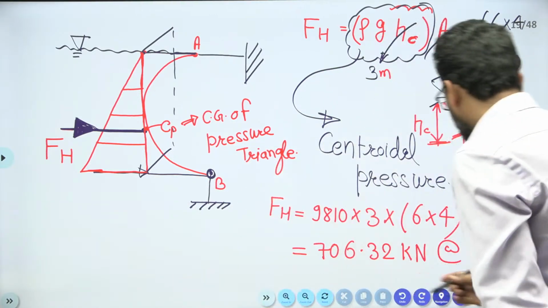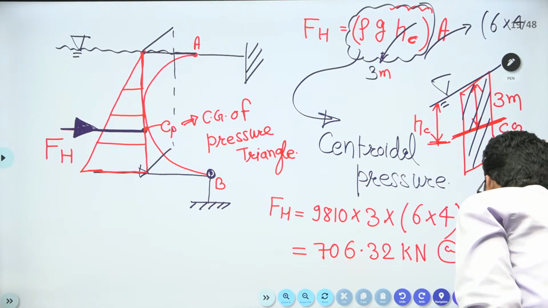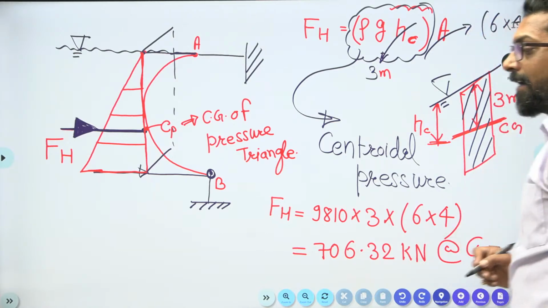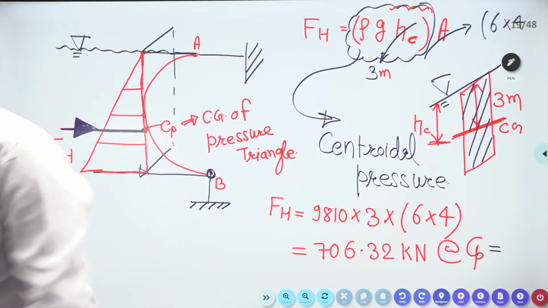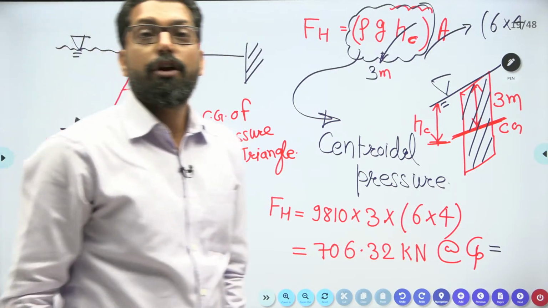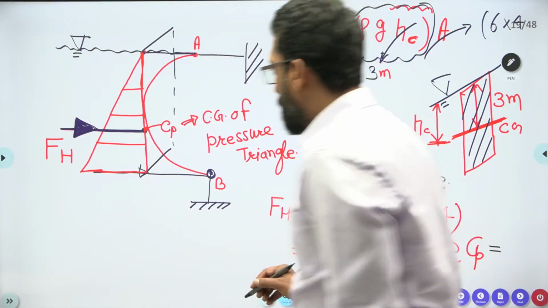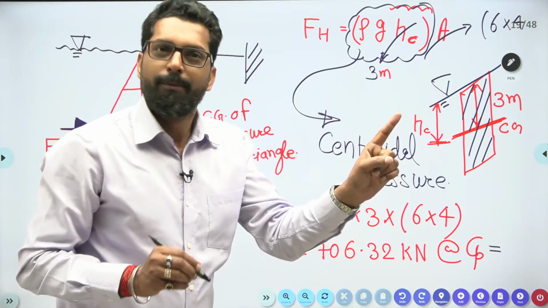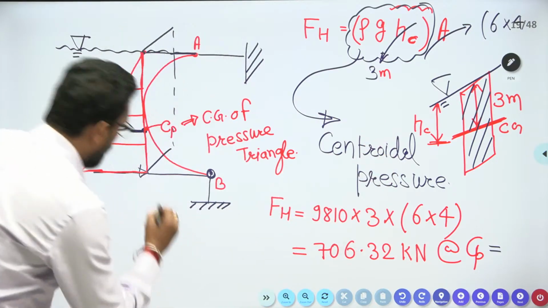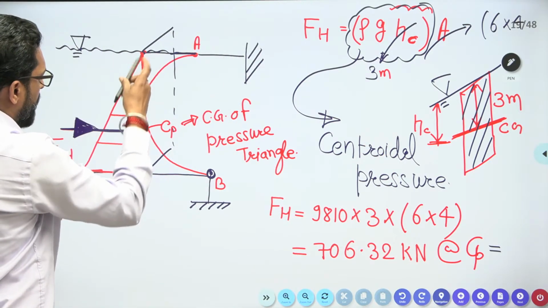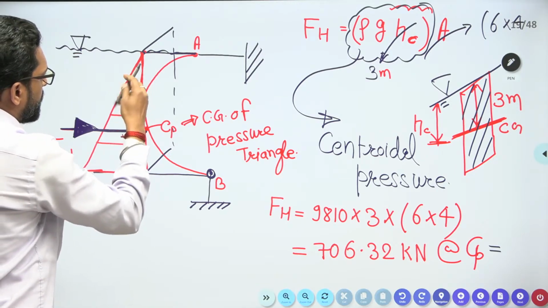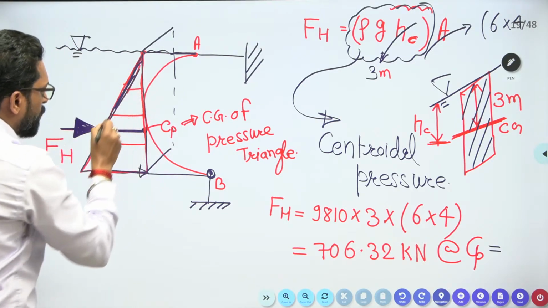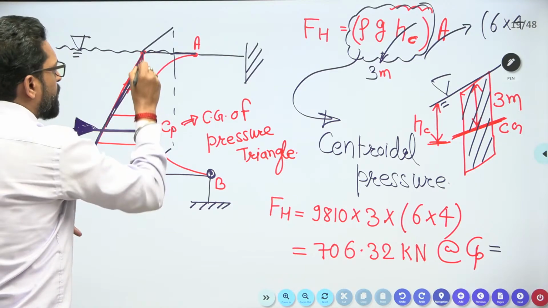Where is it acting? It acts at CP. And what is the CP? What is the location of the CP, beta? Where is the CP located? See, CP is the CG of the pressure triangle. So this is our pressure triangle. Yes or not? This is our pressure triangle. So what is the CG of this pressure triangle?